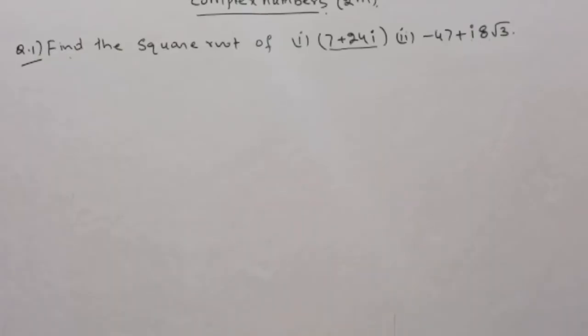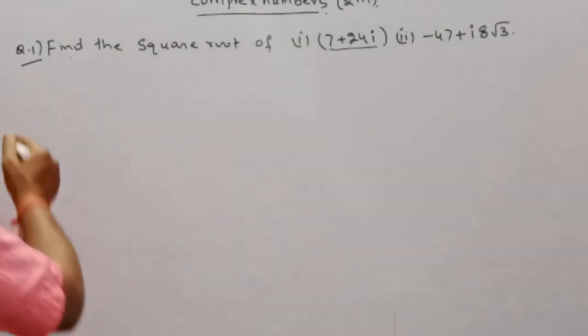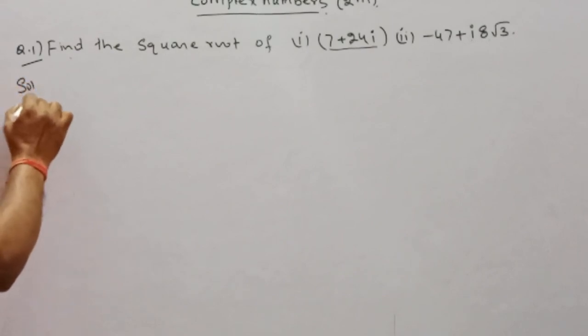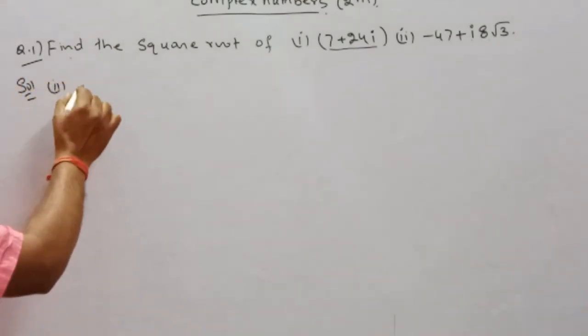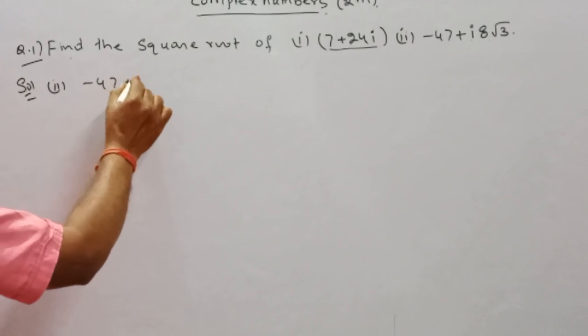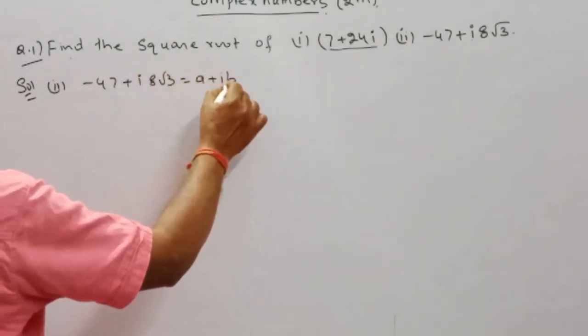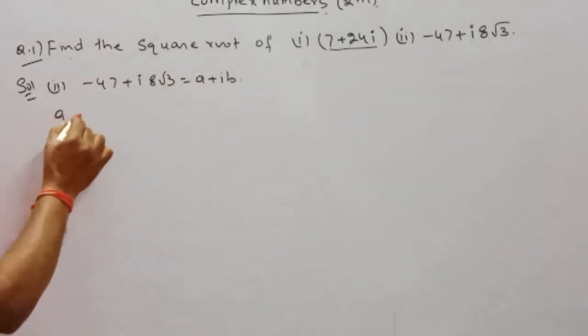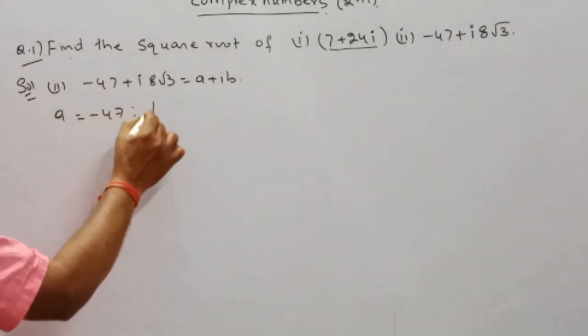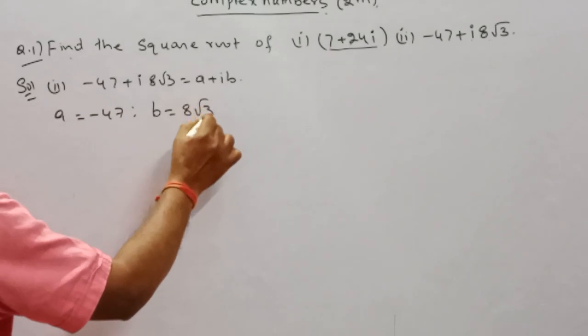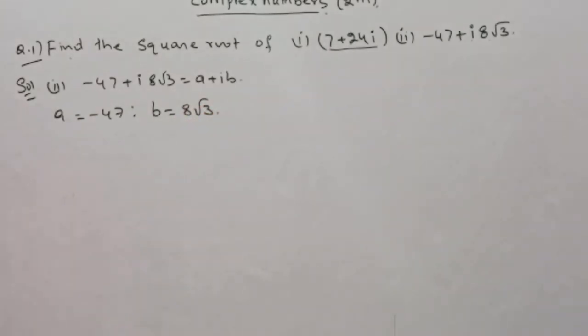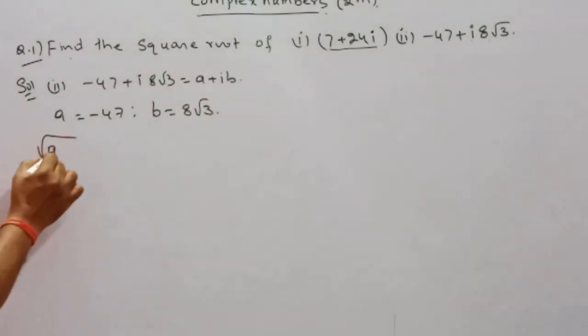We have the second problem. Look at the second one: minus 47 plus i 8 root 3 is equal to a plus ib, where a is equal to minus 47 and b is equal to 8 root 3. Then what is the square root of a plus ib?